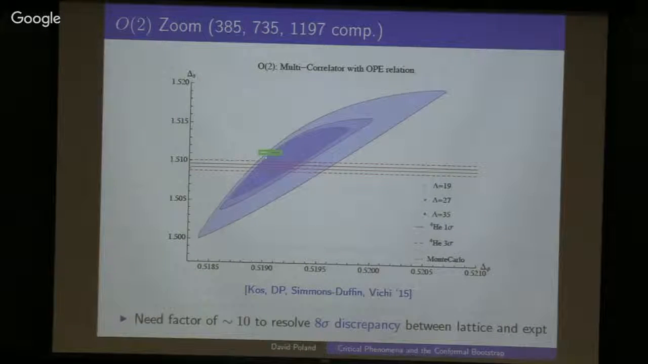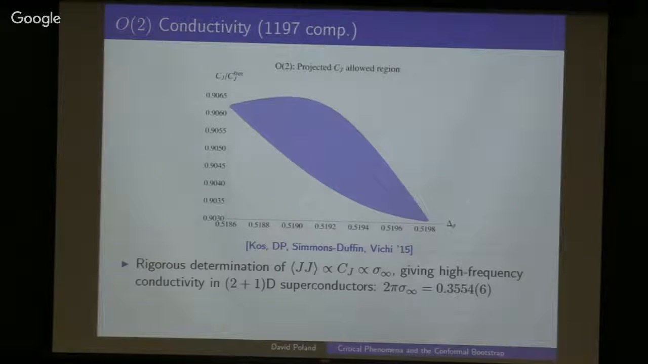And actually, you can see that there's currently a discrepancy between this experimental measurement in helium-4 and the best Monte Carlo simulations. Taking the error bars at face value, this is something like an 8 sigma discrepancy. So one very concrete goal for the Conformal Bootstrap program right now is to shrink this island enough so that it can resolve this 8 sigma discrepancy and decide who is right and who is wrong.